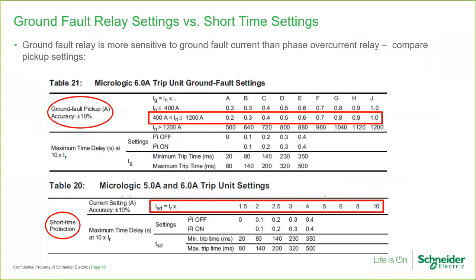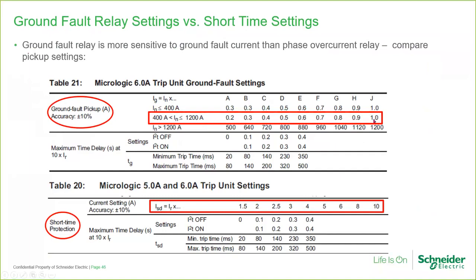This slide compares ground fault and short time pickup settings. The ground fault pickup settings are here as a multiplier of the current sensor of the breaker. So I ground fault equals In, the current sensor rating of the breaker, times 0.2 to 1.0. So in this particular case, for a breaker between 400 amps and 1200 amps.